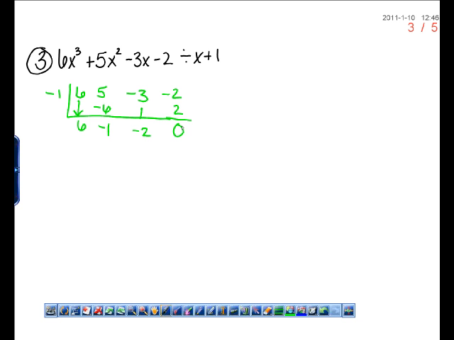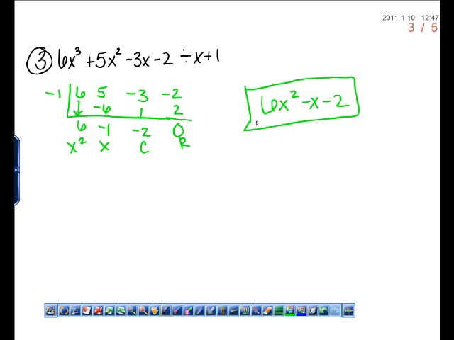Does yours look like this? What is that, 0? My remainder. Then my constant, x, and x squared. So my answer is 6x squared minus x minus 2.